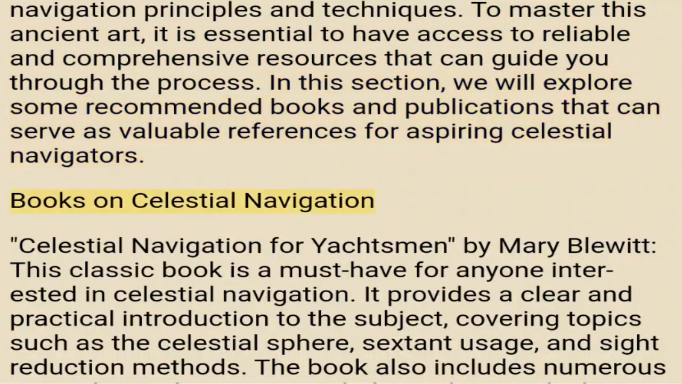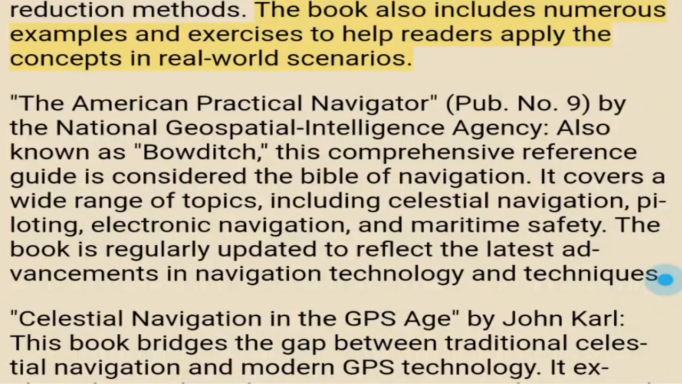Books on Celestial Navigation. Celestial Navigation for Yachtsmen, by Mary Blewett. This classic book is a must-have for anyone interested in celestial navigation. It provides a clear and practical introduction to the subject, covering topics such as the celestial sphere, sextant usage, and sight reduction methods. The book also includes numerous examples and exercises to help readers apply the concepts in real-world scenarios.